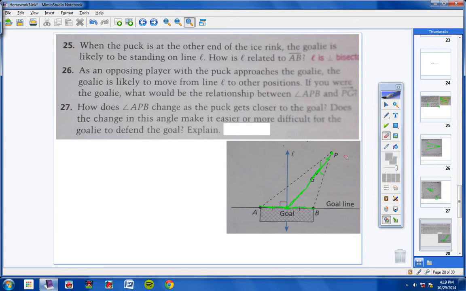Now, just to talk soccer for a second, if the person is way over here, then of course the goalie would get in the near post right here. Okay, but beside the point, the main thing they want you to see is this line right here. If the goalie is where he's supposed to be, it's going to bisect that angle. Okay, bisect it. Okay, moving on to number 27.